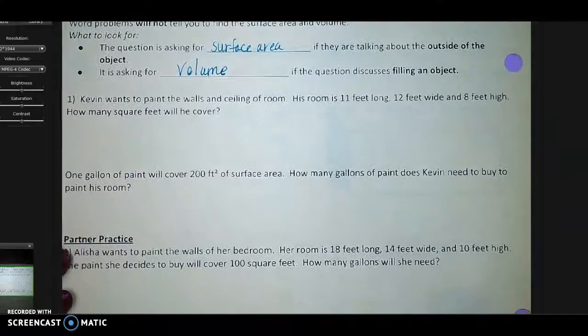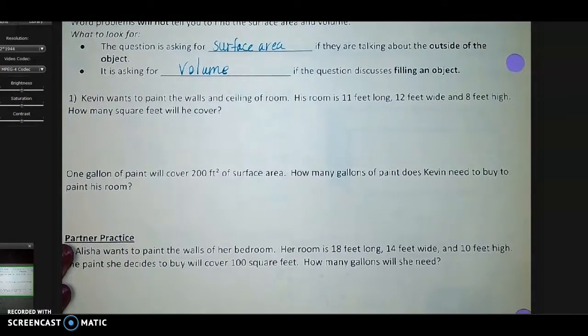So the first one says Kevin wants to paint the walls and ceiling of a room. Well, is he going to fill the room with paint, or is he going to paint the flat surfaces? So he's going to paint the flat surfaces. It says his room is 11 feet long by 12 feet wide and it's 8 feet high. And it says how many square feet will he cover?